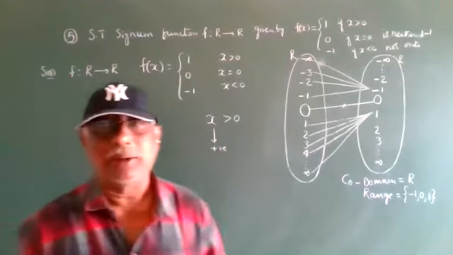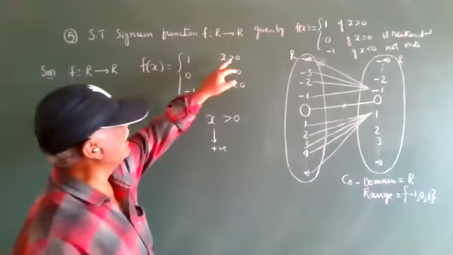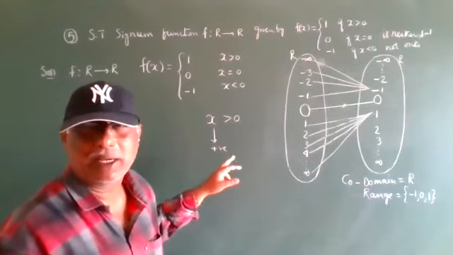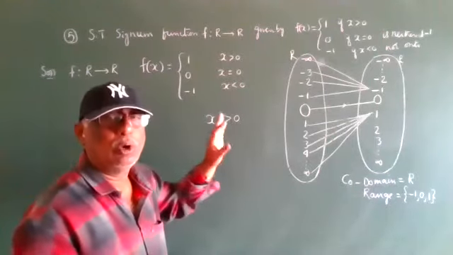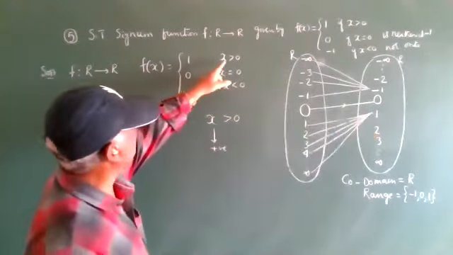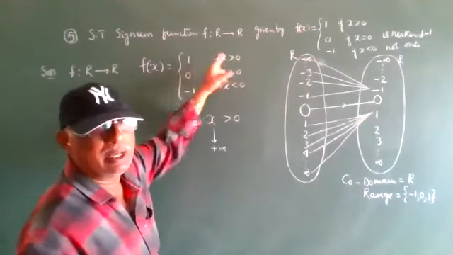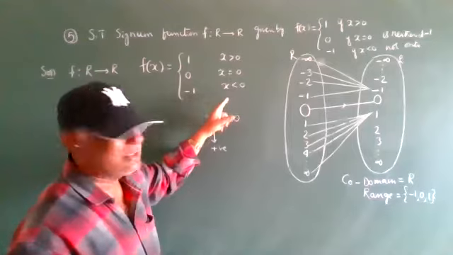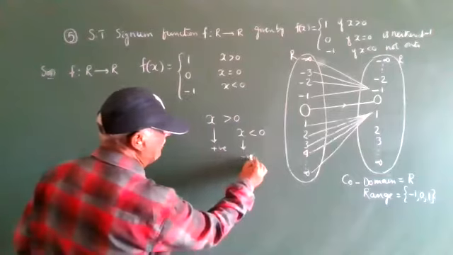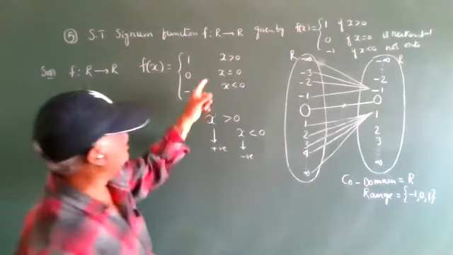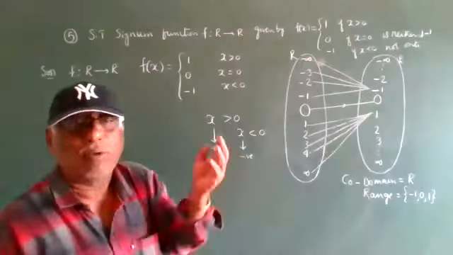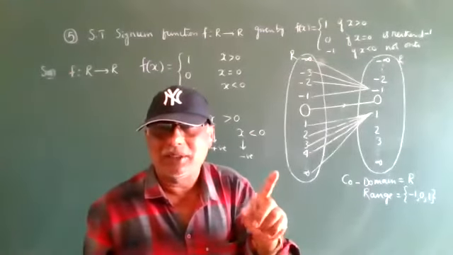Right, everyone observe the figure. So here x is greater than 0. The inequality is telling that x is positive. For all positive values, 1 is the image. For all x less than 0, x is negative. For all negative values, the image is minus 1. So one-one is not there.